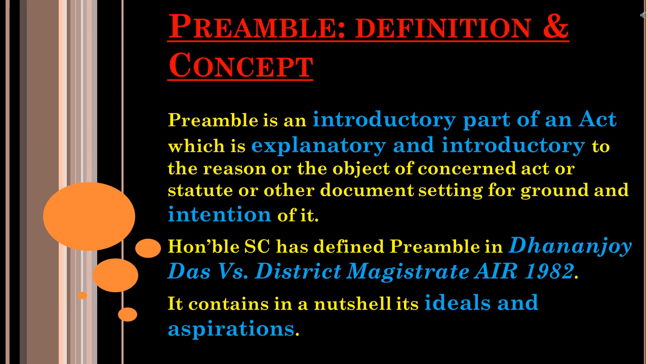As far as the preamble of our constitution is concerned, the Honorable Supreme Court has defined preamble in the leading case of Dhananjay Das versus District Magistrate AIR 1982, and declared that, first, the preamble is the objective behind the establishment of our constitution. Second, it is the introductory paragraph of the Constitution of India. Third, it sets out the intentions of the makers of the constitution, that why they wanted to have a constitution of our own. And last, it also prescribes the ideals and aspirations that we wanted to achieve through our Constitution of India. What those ideals and aspirations are, we'll discuss in the upcoming slides.